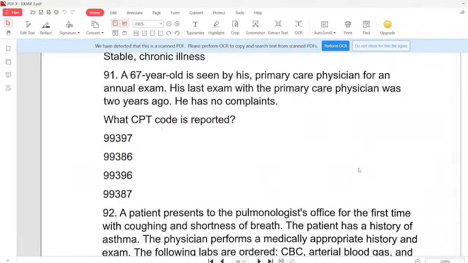A 67-year-old is seen by his primary care physician for an annual exam. So annual examination is mentioned, and also his last exam with the primary care physician was 2 years ago. He has no complaints, right? 99397 is the code. Yeah, 99397 is for an established patient, because here the patient is not a new patient. It's an established patient because the patient has already been seen by his primary care physician. It's an annual checkup. Also, 99397 is related to 65 years old and older. So here the patient is 67. Yeah, so this is the correct answer.